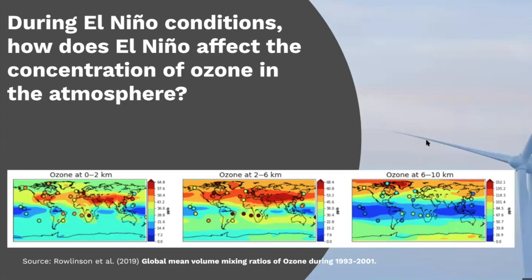The impact that El Niño can have on ozone considers the following details: red being the highest concentration in the northern hemisphere and blue being the lowest in the southern hemisphere.